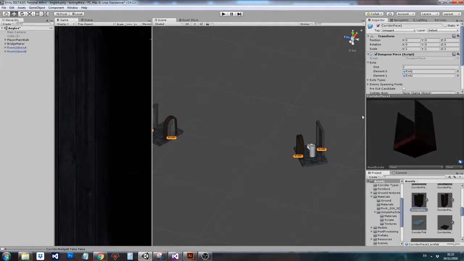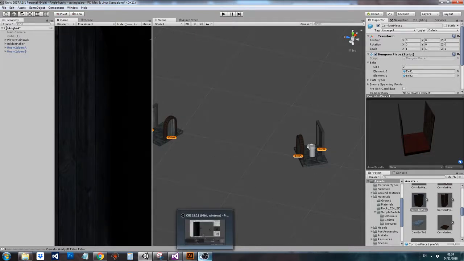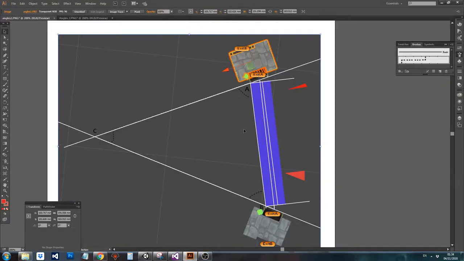I've got these corridor segments. They don't look like much, but they are prefab, so you could have beautifully looking prefabricated corridor segments to use in between. So let me just go and demonstrate what we're trying to do.